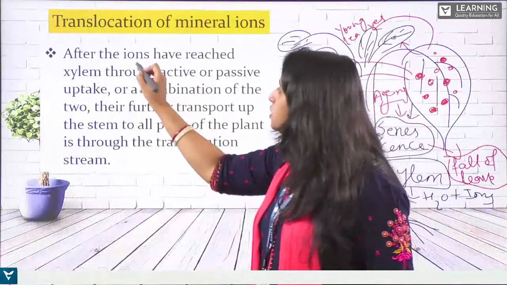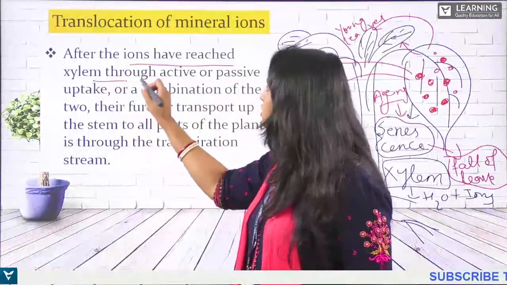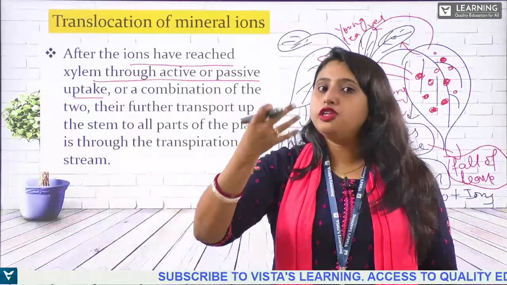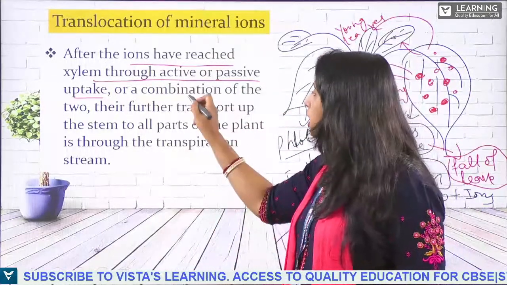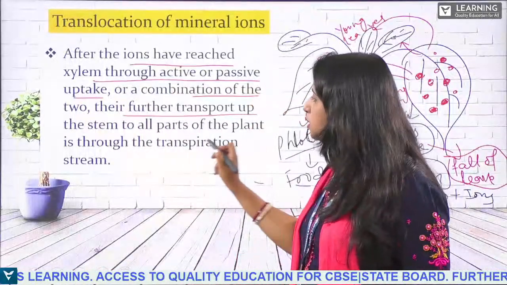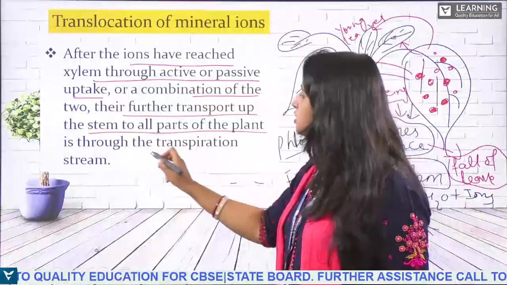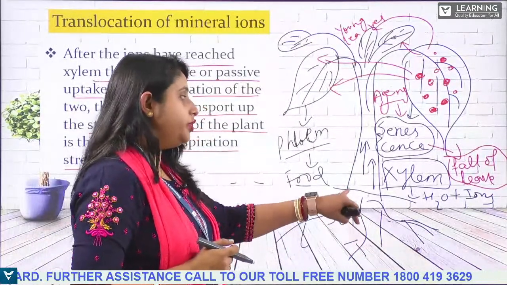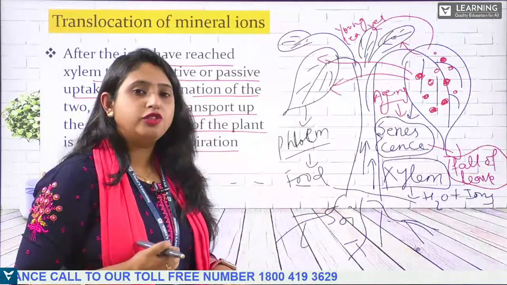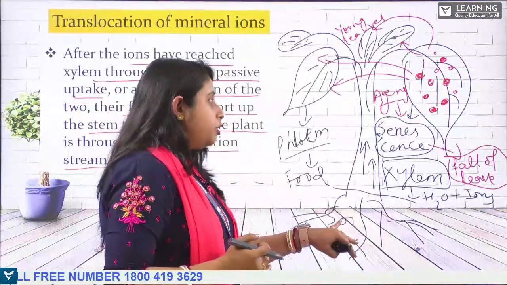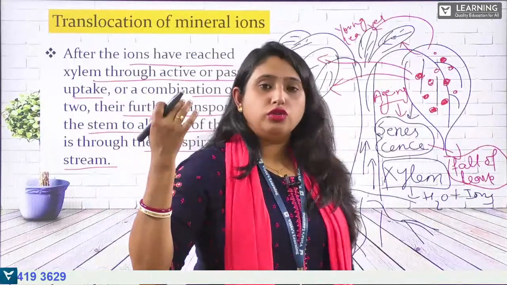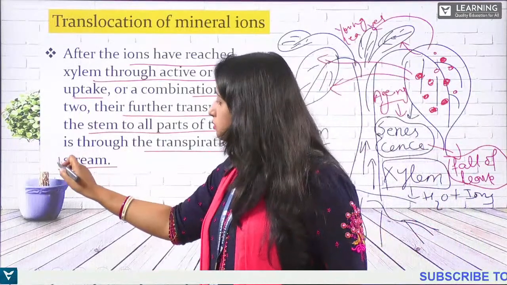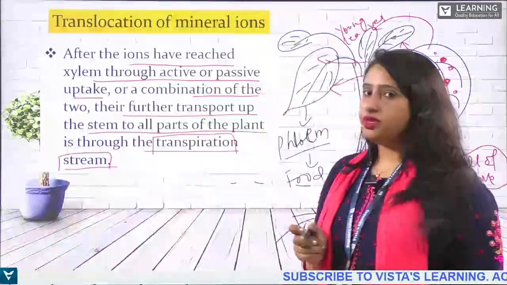Clear? Yes. After the ions have reached through active or passive uptake, or a combination of the two, their further transport up into the stem and all parts of the plant is through the transpiration stream. So when the minerals reach through the xylem by the active and passive pathway, they will be transferred from the soil to the leaves, to the flower, to the stem, through the transpiration stream. Is that clear?